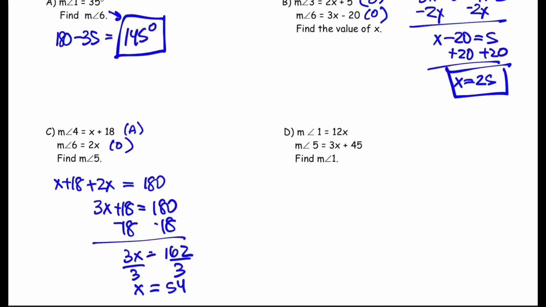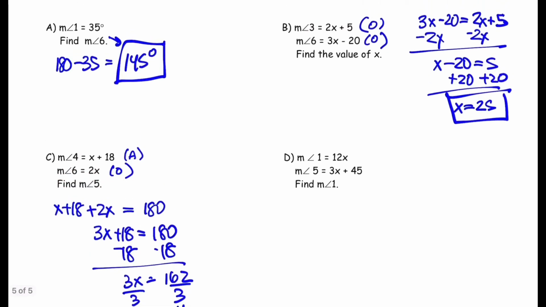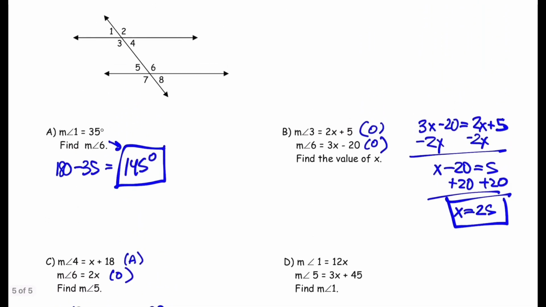So this is kind of tricky. This says angle 4. This says angle 6. This says find the measure of angle 5. So what I need to do is go up to the diagram and look at angle 5. Angle 5 is either going to be the same as 4 or it's going to be the same as 6. And I have to pick which one of these to plug in my value of x.